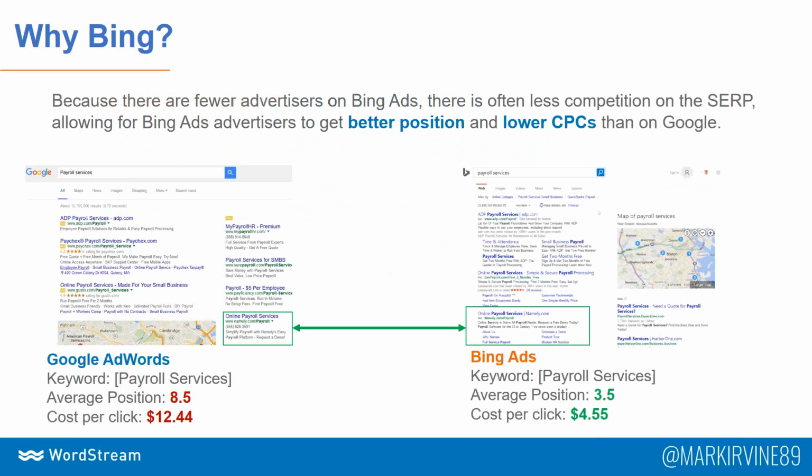And because there are fewer advertisers on Bing, there's usually less competition, which means that advertisers on Bing can often get better positions and lower cost per clicks than they're used to on Google. I have a client that manages both their Google AdWords and Bing Ads through us. For the keyword payroll services, they pay about $12.50 a click and sit in a fairly low position on Google. Whereas on Bing, their costs are literally a third, and they sit near the top of the page. They sit in that position 3.5.